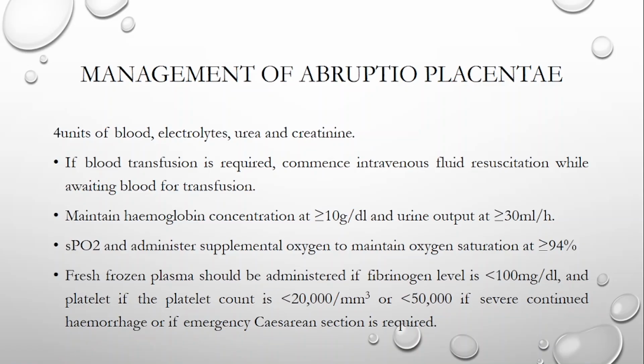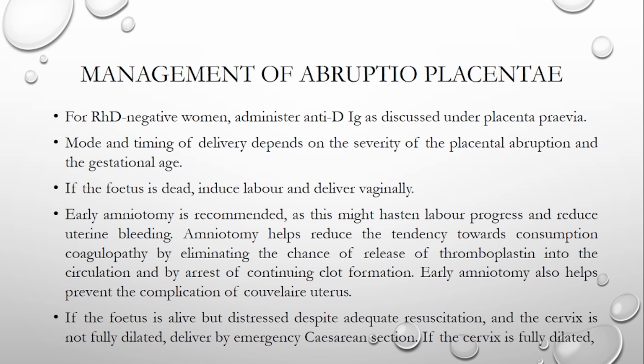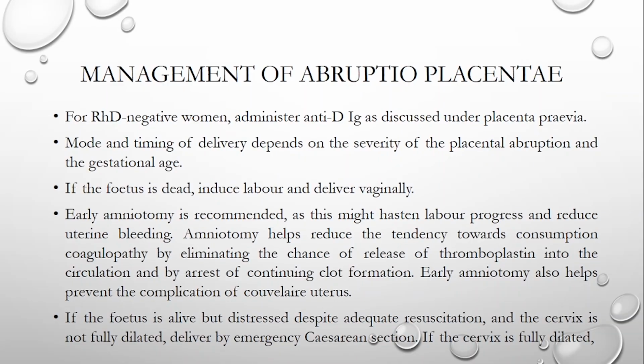Fresh frozen plasma may be administered if fibrinogen level is less than 100 milligrams per deciliter, and platelets if the platelet count is less than 20,000 per cubic millimeter. For RhD negative women, administer anti-D immunoglobulin, about 500 international units. The mode and timing of delivery depends on the severity of the placental abruption and gestational age.